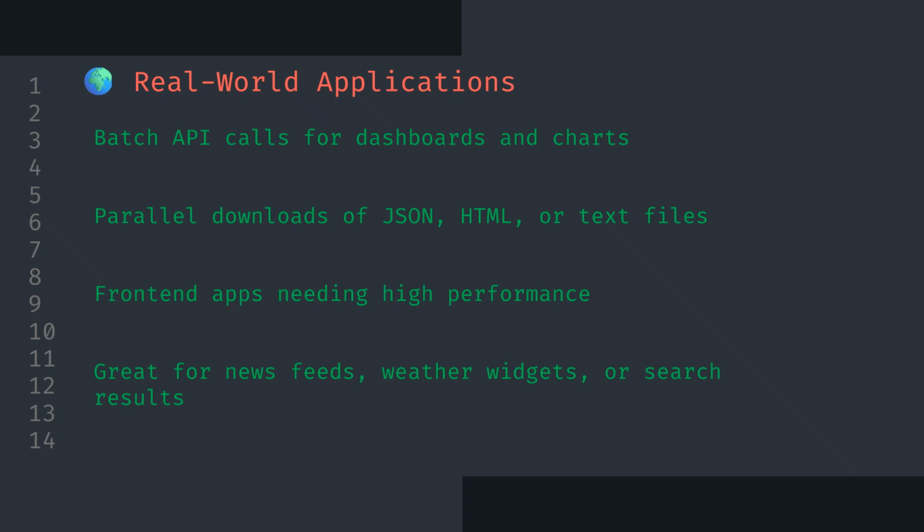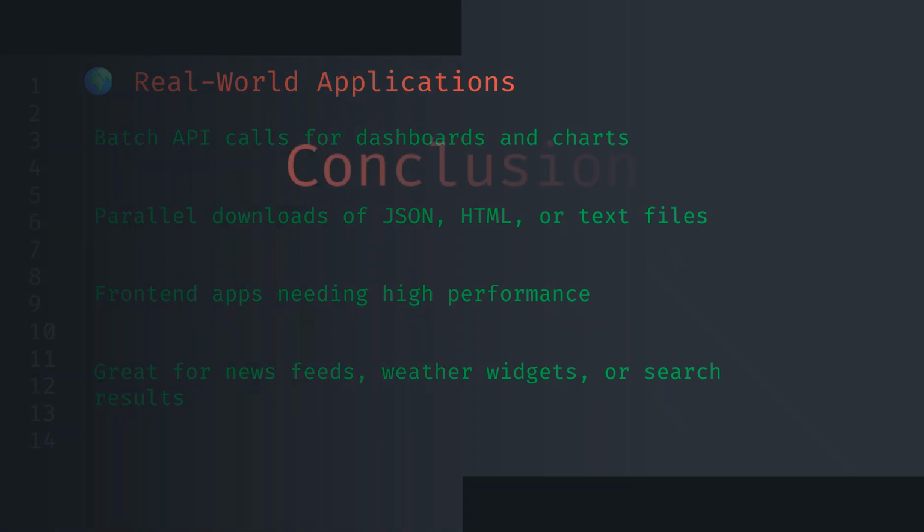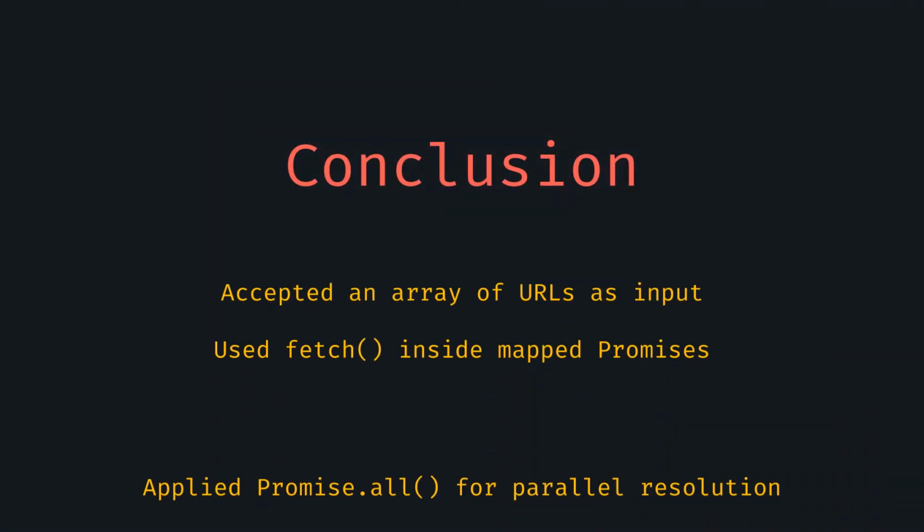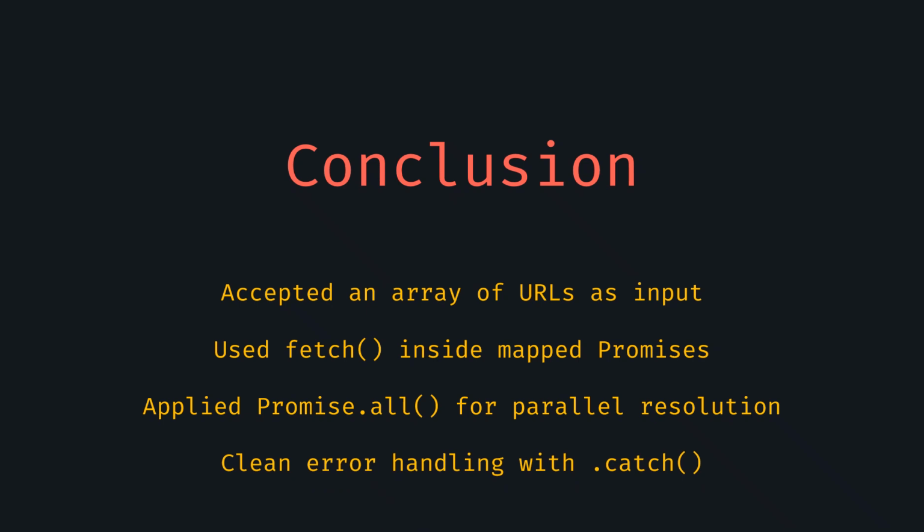Finally, let's recap what we've built. We now have a reusable utility to fetch multiple URLs in parallel using promises. It is efficient, scalable, and clearly separates success from failure logic.